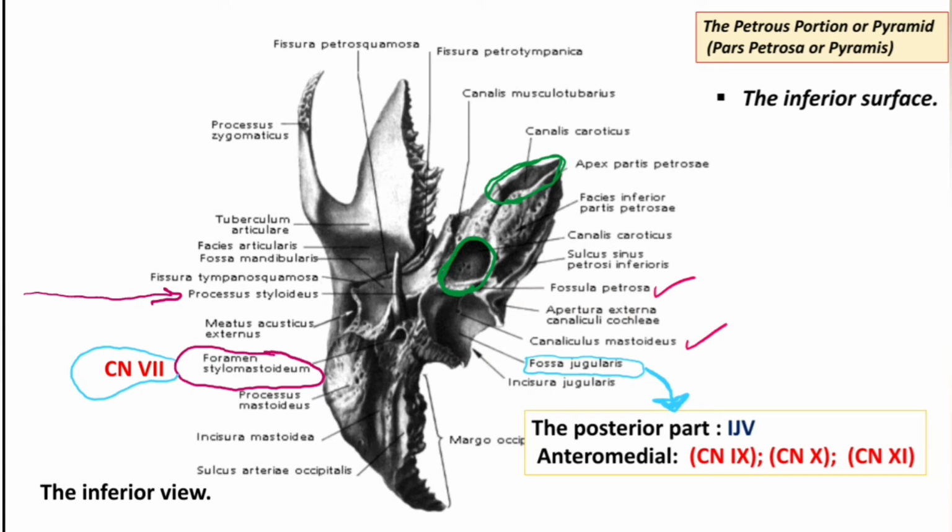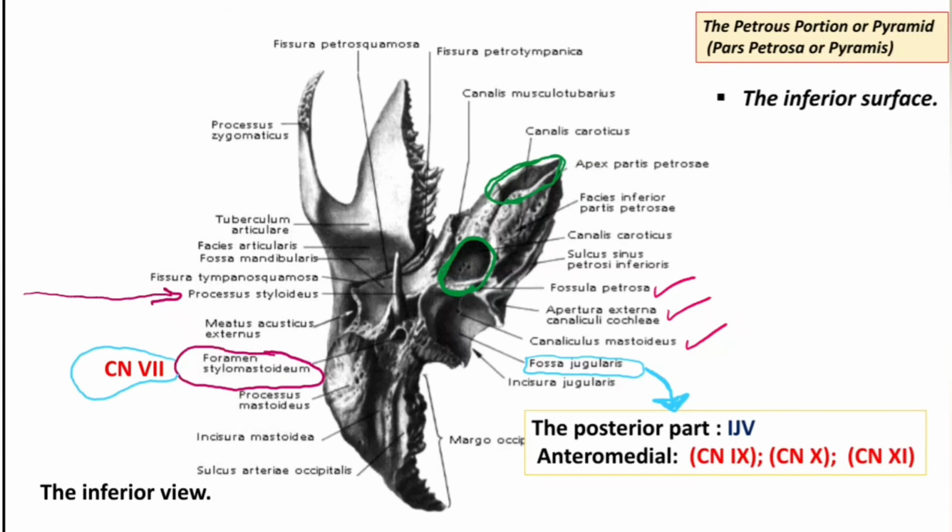There is also a canaliculus for the mastoid, called canaliculus mastoideus, found like here inside the jugular fossa. And the apertura externa canaliculi cochleae, right? So it's the aperture for the cochlear canaliculus, apertura externa canaliculi cochleae here. Right, so those are the surfaces of the petrous part of the temporal bone.